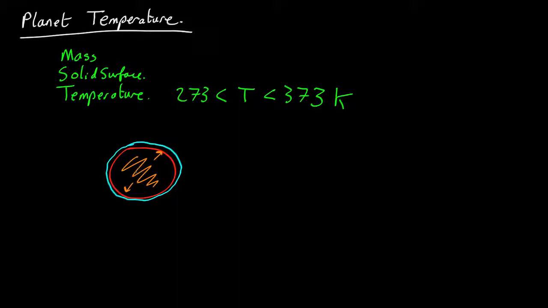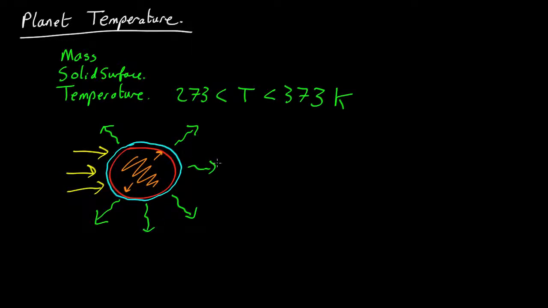What controls the temperature of the surface is the balance of heat in and heat out. You get heat in, which is radiation from the star that the planet orbits around, and heat out. Any object will radiate heat. This is called black body radiation. Everything does it. You're doing it as you sit here watching. I'm doing it as I sit here writing.